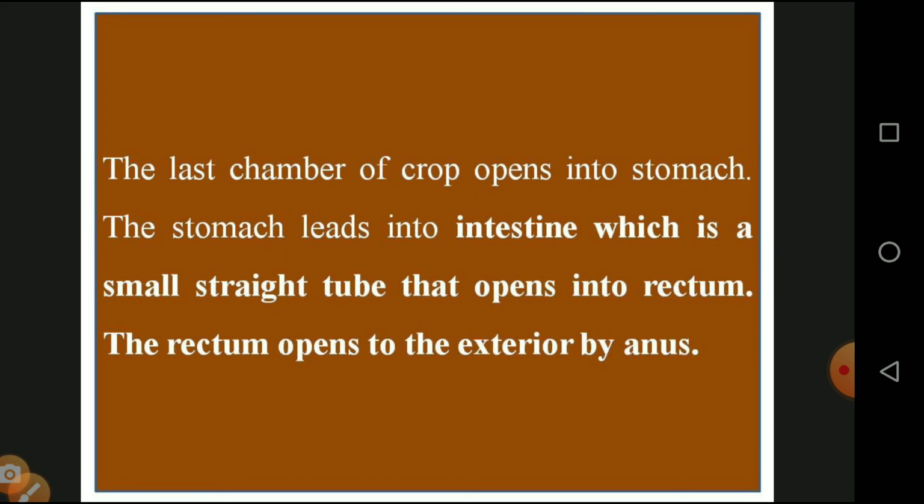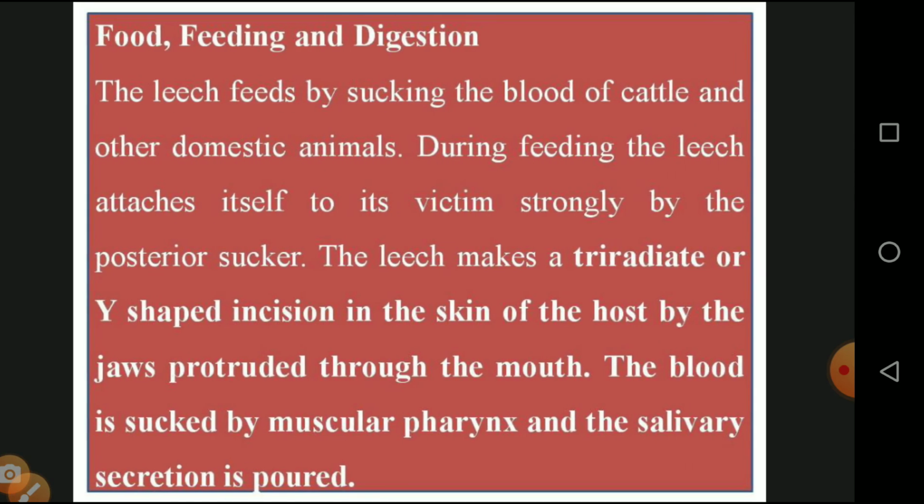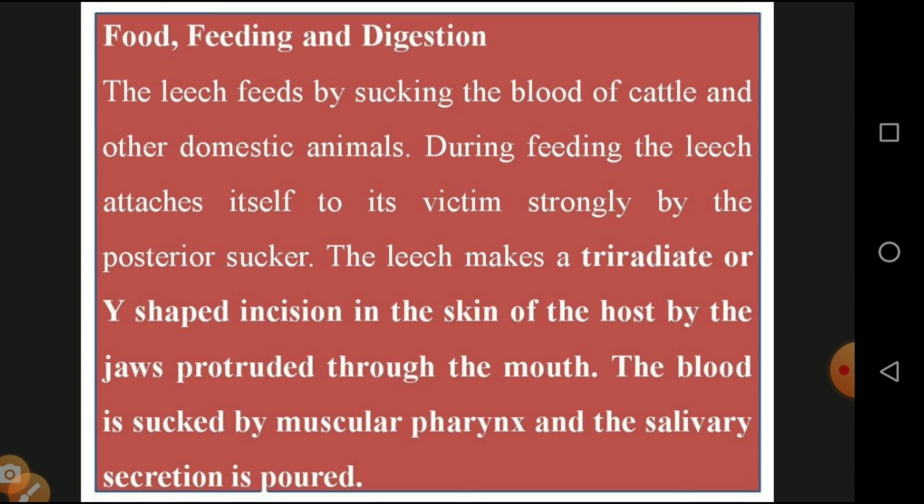And the last chamber of the crop opens into the stomach. The stomach leads into the intestine, which is a small straight tube that opens into the rectum. The rectum opens to the exterior by the anus. All these parts we know very well from the human digestive system. A similar structure is available in the leech also. Then the food, feeding and digestion. How they take the food and how it is digested is the main concept of this paragraph.